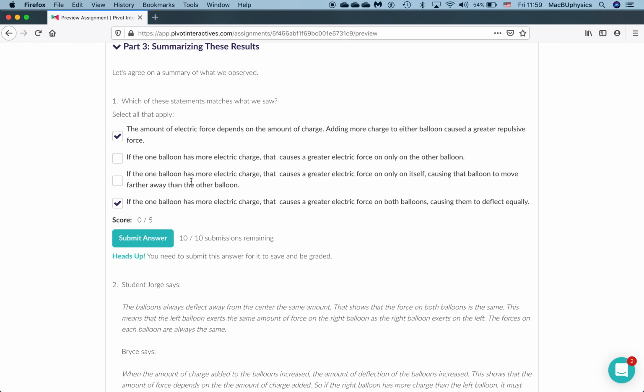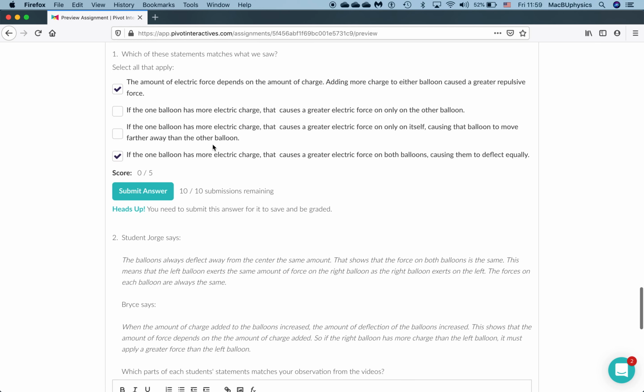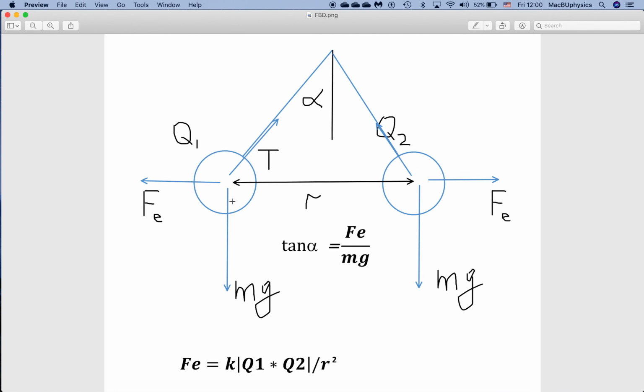If one of the balloons has more electric charge, greater electric force only on itself. No, these are basically same options. If one of the balloons has more electric charge, greater electric force on both balloons. Yes, greater, but even more, equally greater. Yeah, it's not just you make one arrow longer and another even more longer. No.